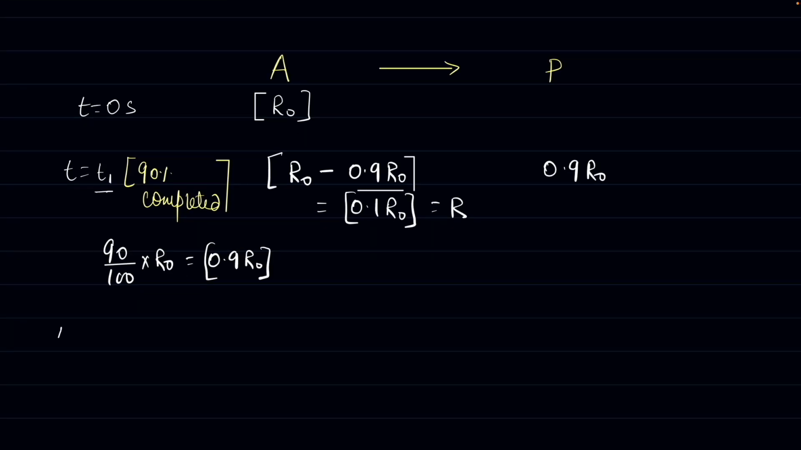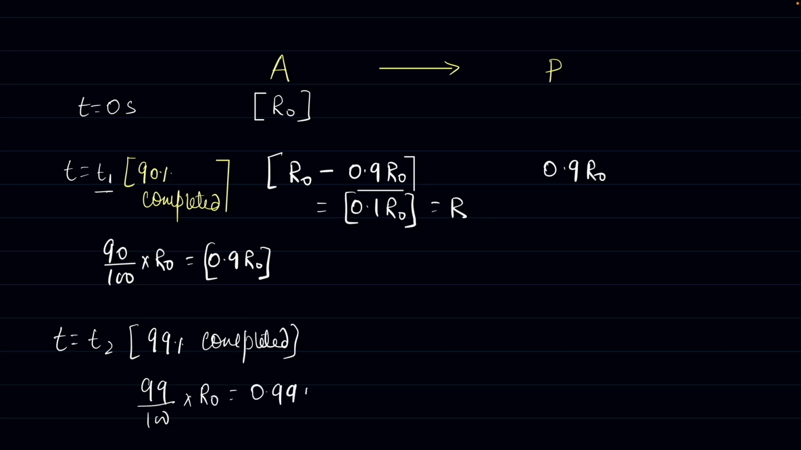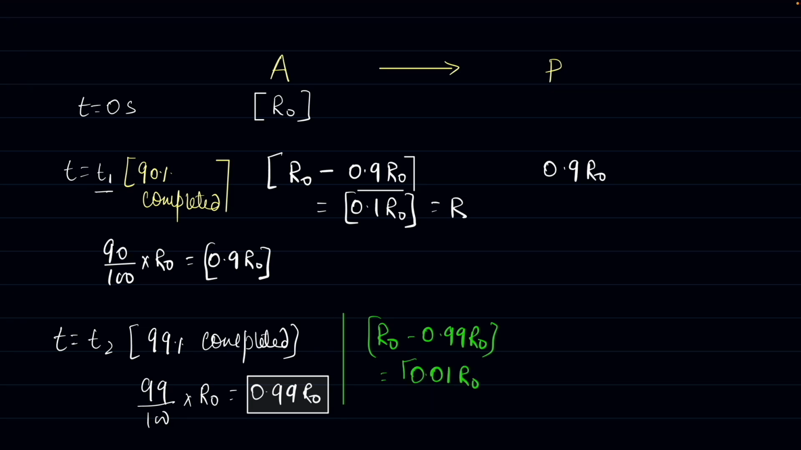Now, if we take the time as T2 when the reaction is 99% completed, here it is 99 by 100 into R naught, 0.99 R naught. So we subtract from the total concentration, it's R naught minus 0.99 R naught. So the value left is 0.01 R naught. Now based on this, we have to relate that the time T2 is equal to 2 times T1. This one we have to show, or we have to prove.